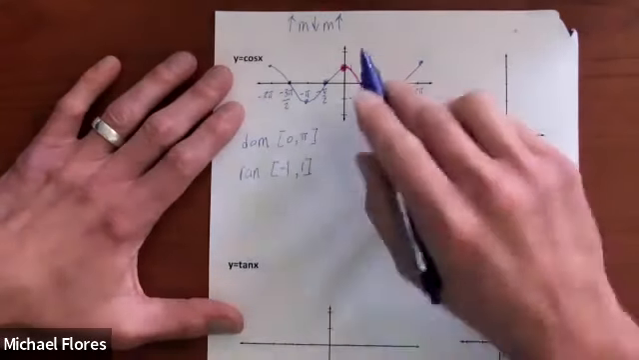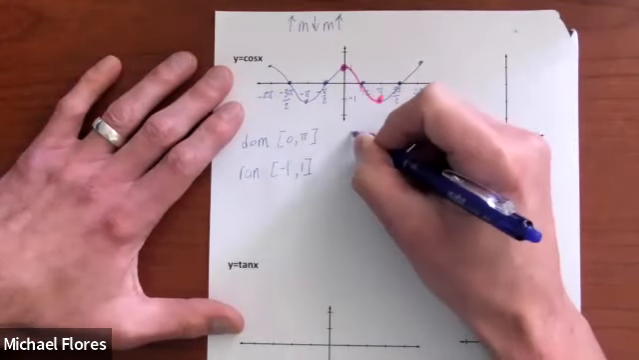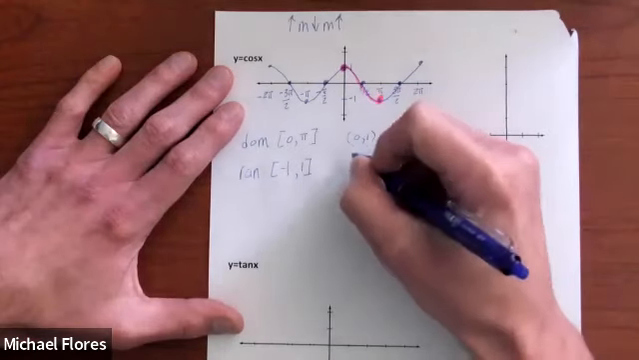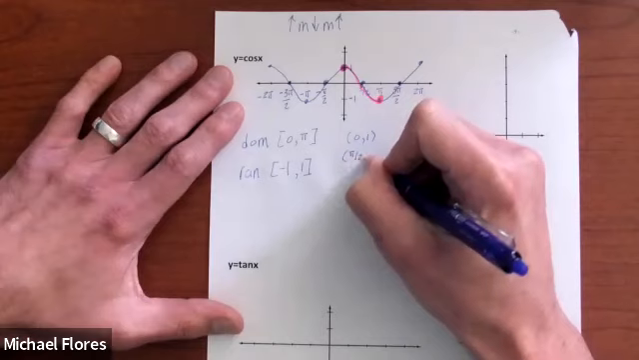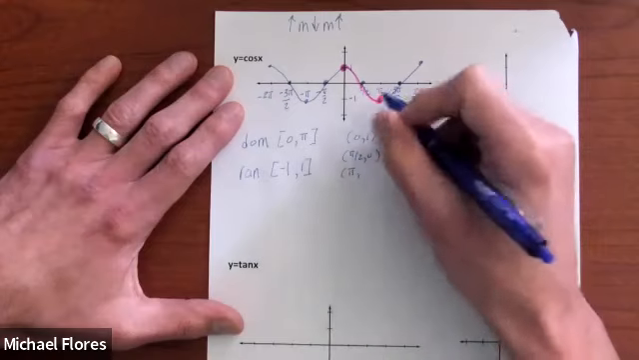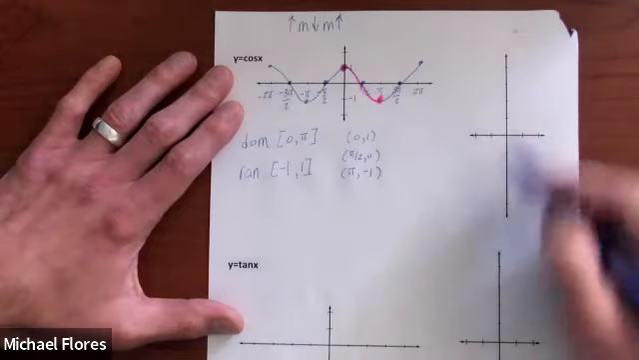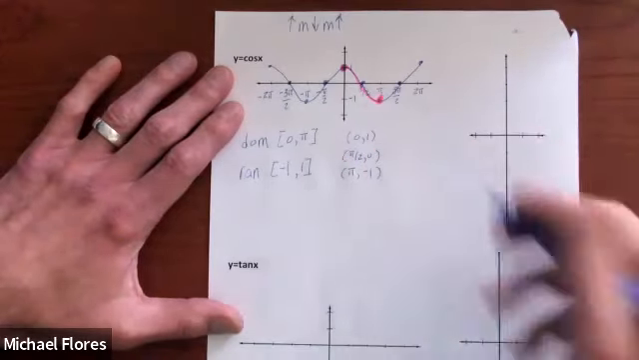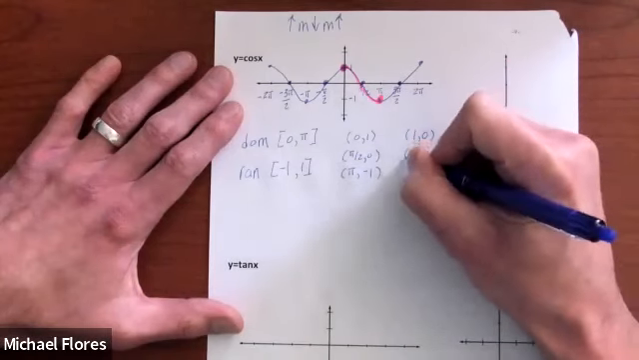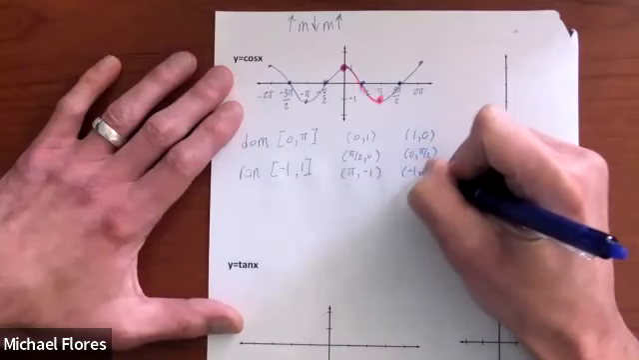And I will write down some of my values here so that we can find the inverse of them. So this point right here is 0, 1. This point here is pi over 2, 0. This point here is pi, negative 1. So whenever we go to graph our points over here, we want to make sure and invert them. So we're going to need to graph point 1, 0. 0, pi over 2. Negative 1, pi.